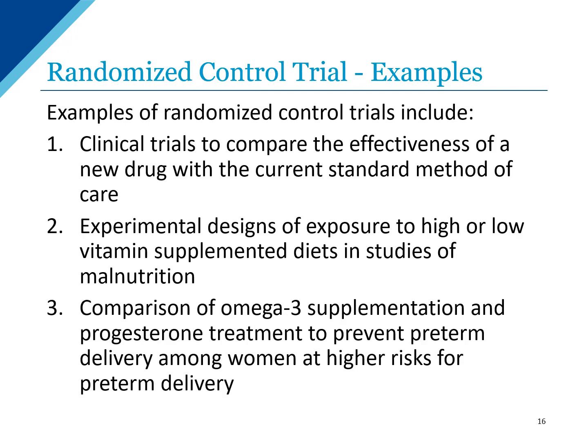Examples of randomized control trials include clinical trials that compare effectiveness of a new drug with a current standard method of care, experimental designs of exposure to high or low vitamin supplemented diets in studies of malnutrition, and comparison of omega-3 supplementation and progesterone treatment to prevent preterm delivery among women at higher risks for preterm delivery.